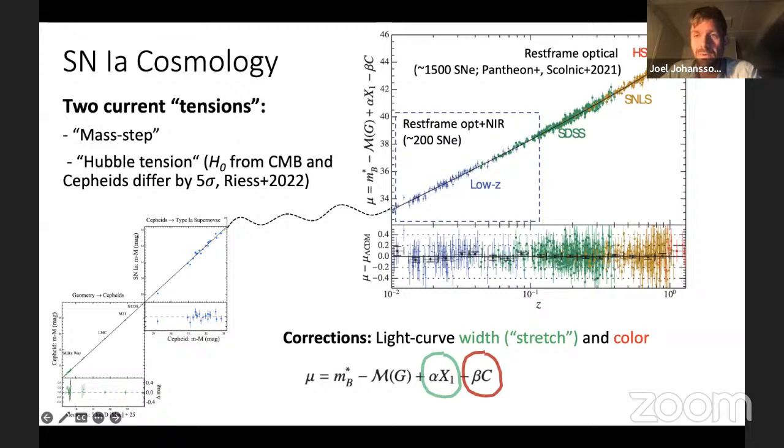And then, when you're out at redshift 1, you have to be in space in principle. Even though with HST you're doing infrared observations, you're still probing the rest-frame optical here. So all in all, after almost 25 or 30 years of supernova cosmology, we have about 1,700 supernova in total on the Hubble diagram.